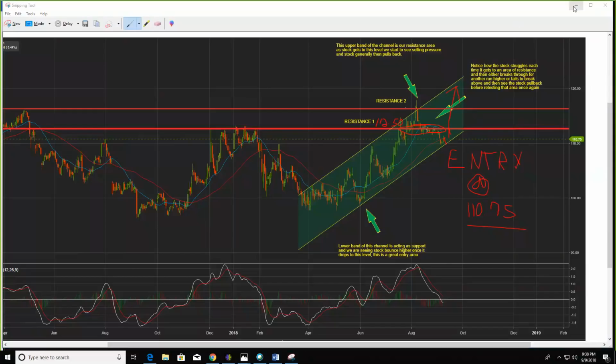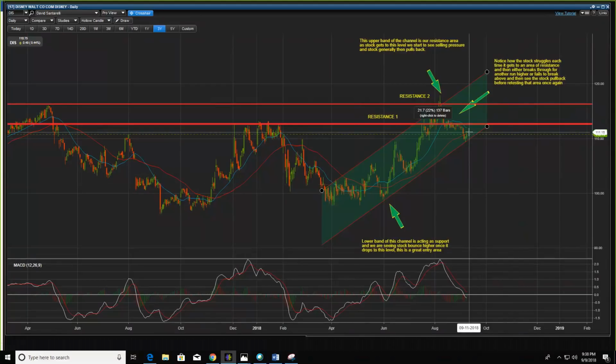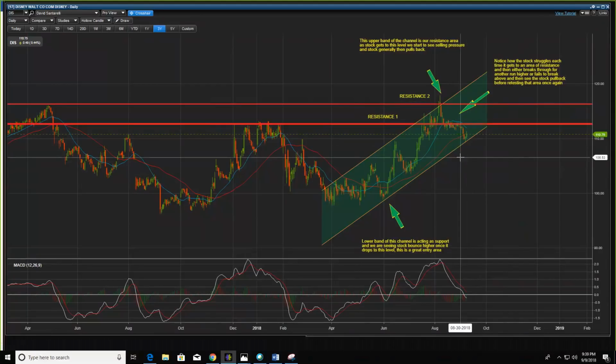Either way, guys, like I said, this is a very simple, easy to use setup: easy entry, easy targets, easy stops. I didn't go over the stop yet. So if you enter into this trade tomorrow at 110.75, your stop is the first day the stock closes below this channel. Okay? So the first day you get a close below this channel, that means this trend is over, the channel's done, and you exit the trade.